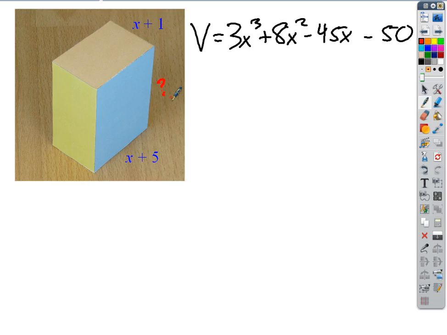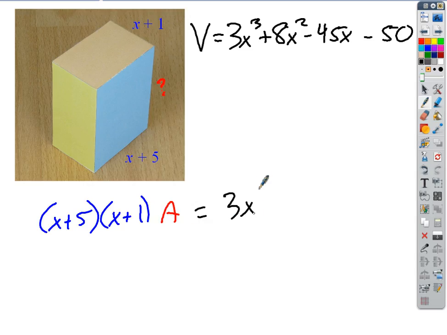Don't you have to do length times width times height, right? Okay, so then I should be able to take the product of those three dimensions. So I get x plus 5 times x plus 1 times whatever we want to call the missing one, just call it a, equals 3x cubed plus 8x squared minus 45x minus 50.